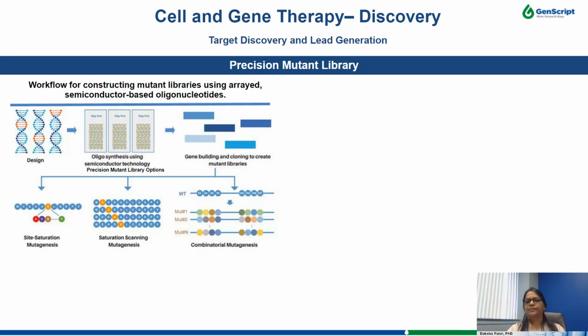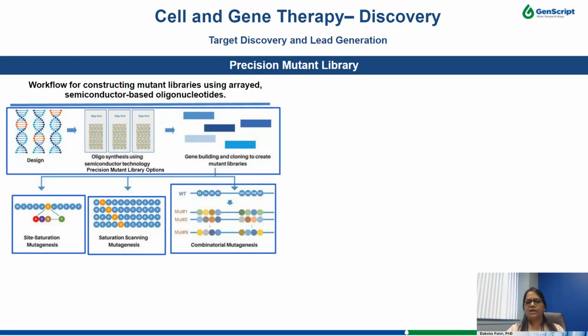for a particular host organism, but incorporate specific codons and eliminate unwanted codons in their mutant library. For mutant library construction, individual mutants are generated by DNA synthesis technology, and then libraries are created using NGS technology. There are 3 types of precision mutant libraries generated: site saturation, saturation scanning, and combinatorial mutagenesis. And this library can be delivered as a double-stranded DNA fragment or in plasmid form.